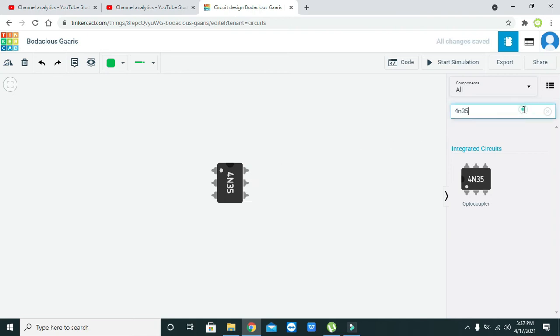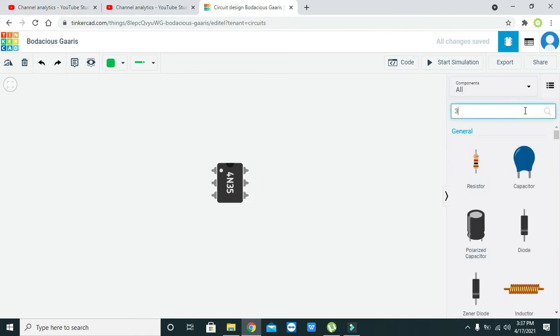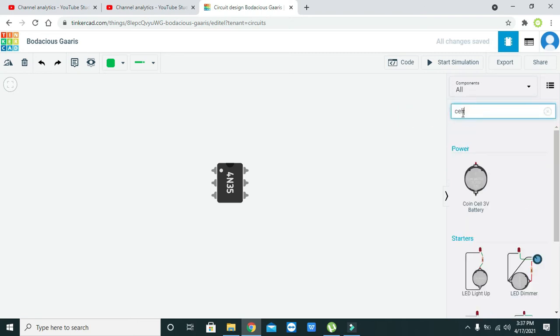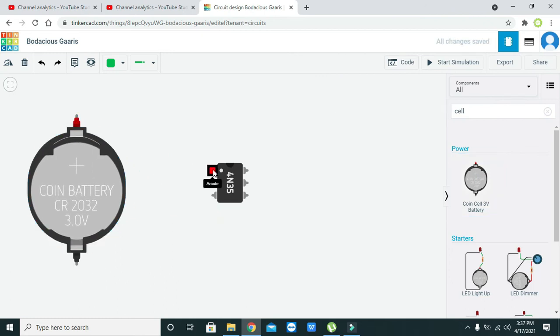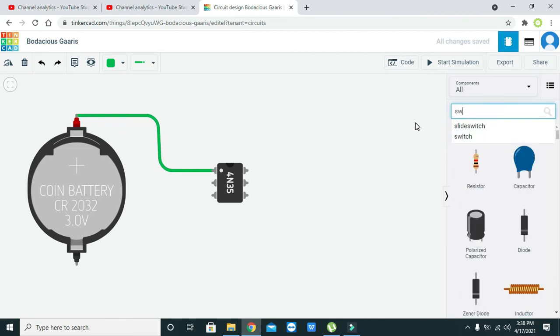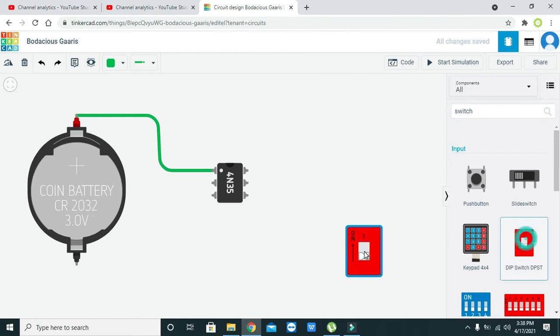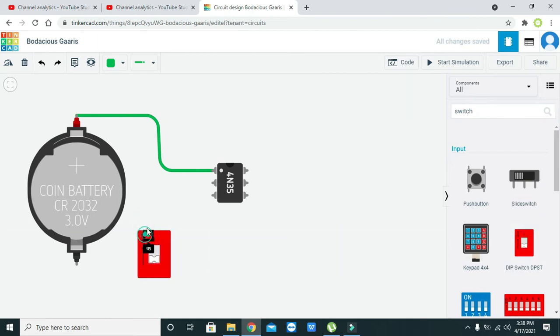Now we will simulate it. We will take a cell, that is the 3-volt lithium ion cell. We will connect our anode with the positive side of this cell. Also we will take one switch, that is the DIP switch, on the cathode side.